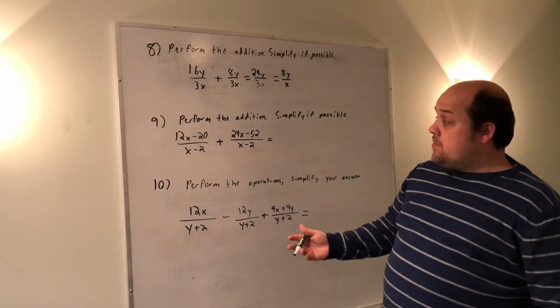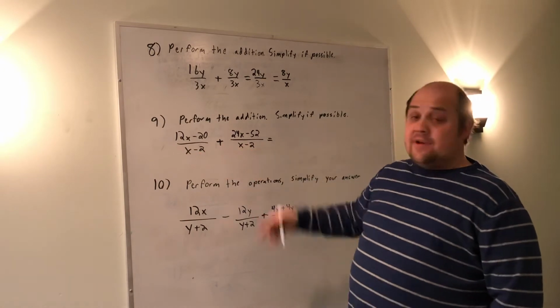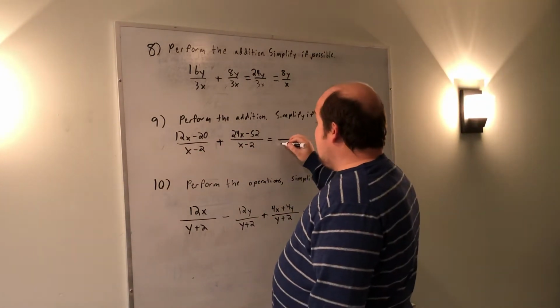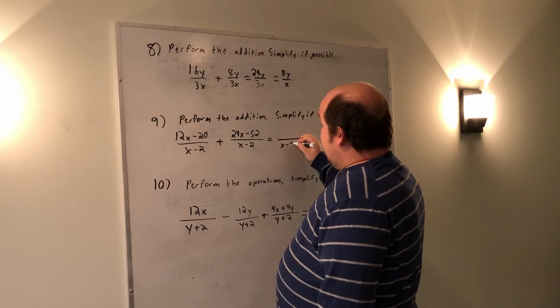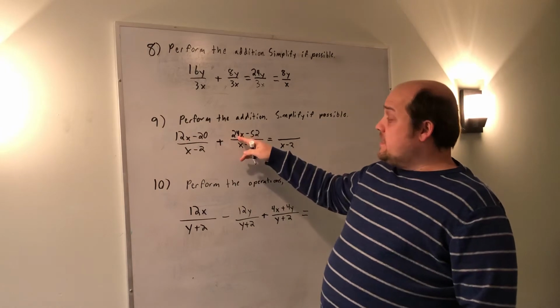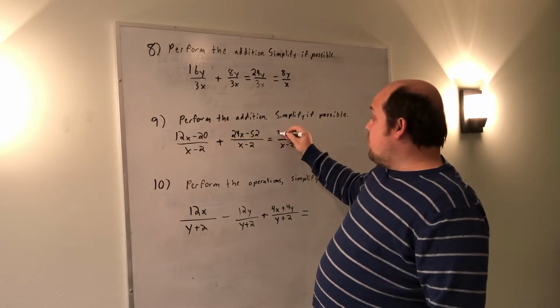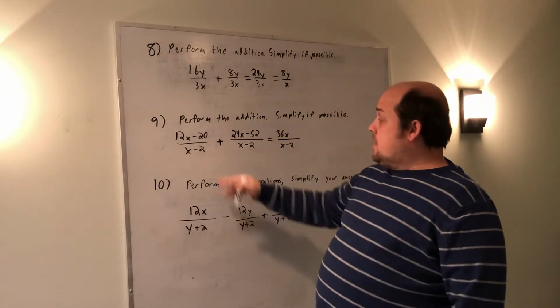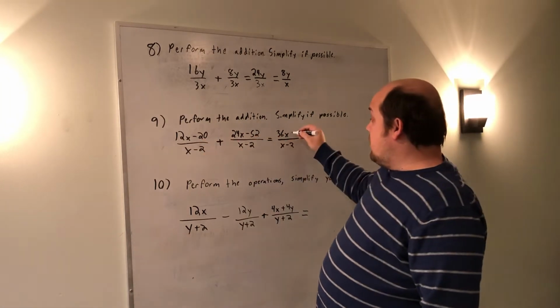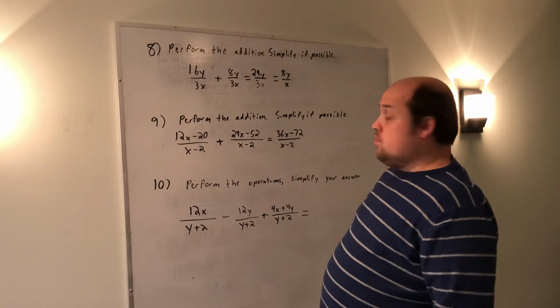For the second problem, again, we already have a common denominator of x minus 2. So we're going to combine the tops and leave them over that x minus 2. This 12x plus this 24x gives me a total of 36x. This negative 20 and this negative 52 combine to give me negative 72.